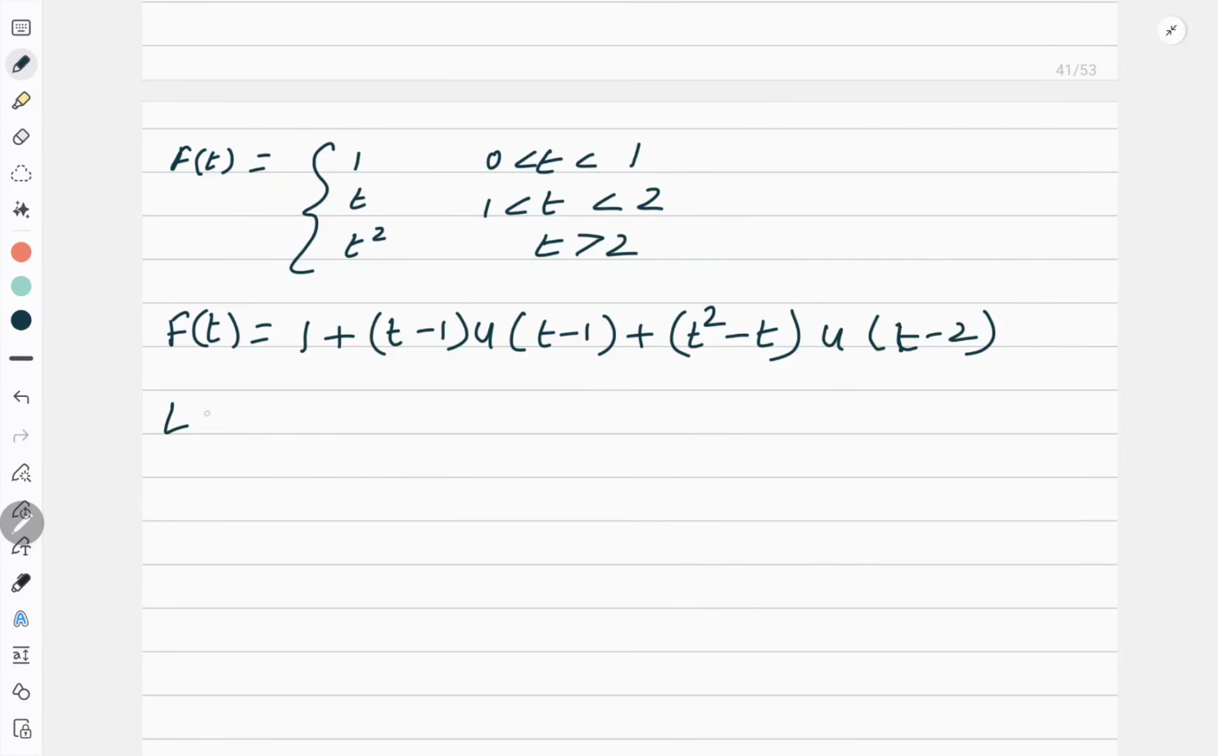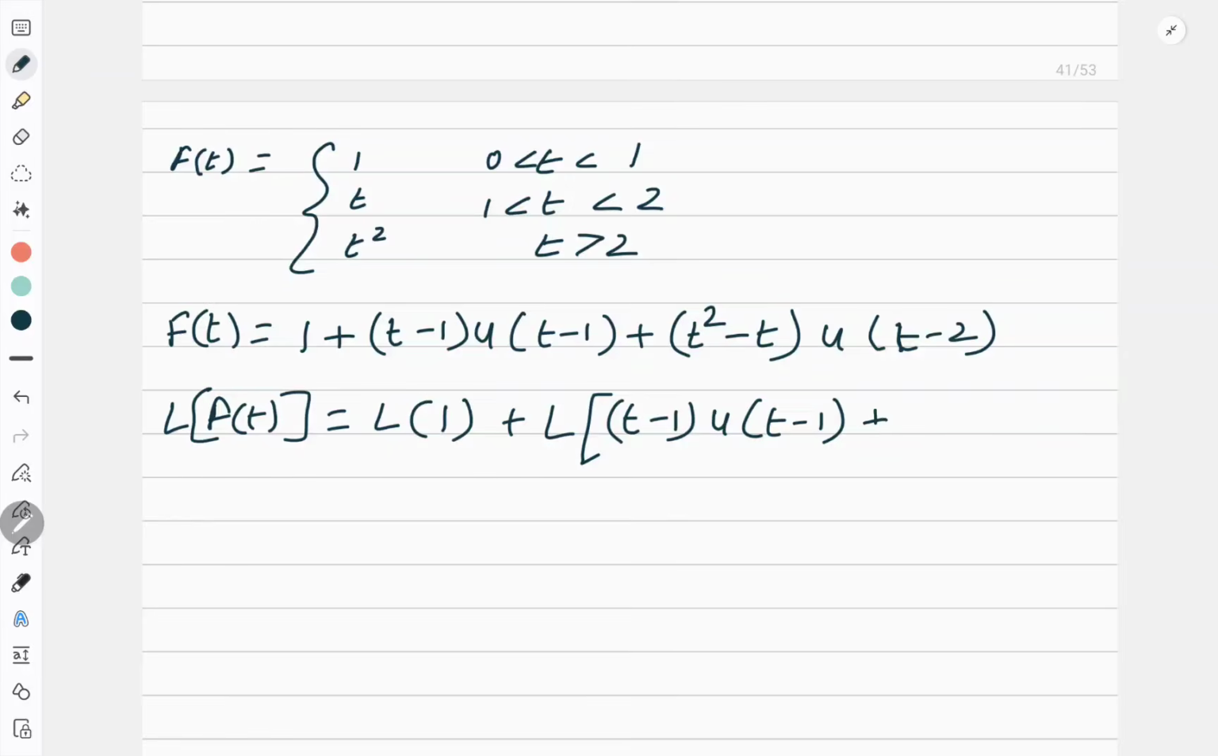Okay, now take the Laplace on both sides. So L of f(t) is equal to L of 1 plus L of (t minus 1) u(t minus 1) plus (t square minus t) u(t minus 2). This is another function, so better we will take L like this. Now one by one we will solve all the terms.